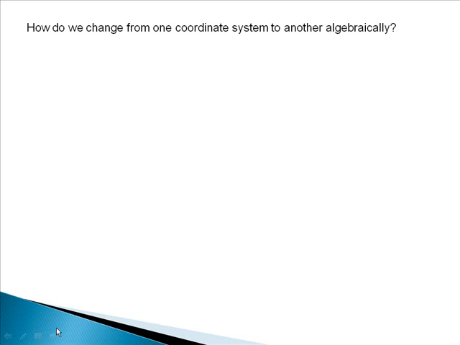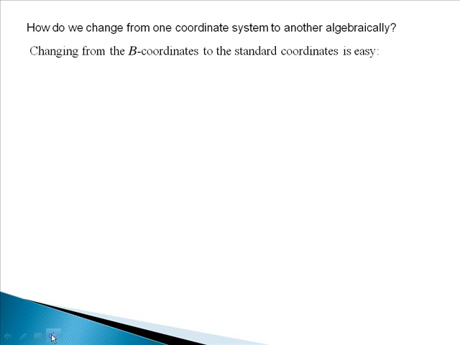Bearing that in mind, we need to ask the question, how can we change from one coordinate system to another algebraically? In the previous examples, we've been given our B coordinates, and so we had to find our vector x. But now, how do we find those? Changing from the B coordinates to the standard coordinates is easy. From the last example, we're going to let P sub beta be equal to the matrix that has those vectors b1 and b2 as the columns of our matrix. So we'll end up with this 2 by 2 matrix, (1, 0, 1, 2).